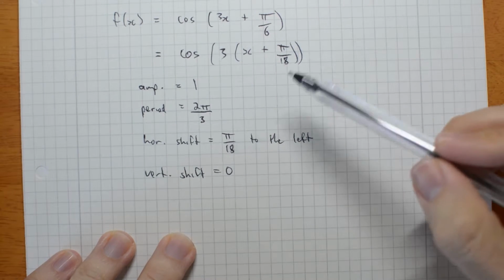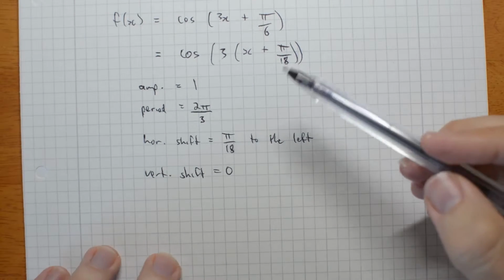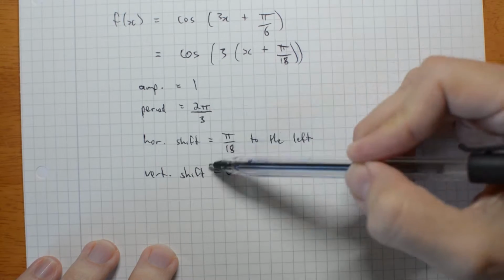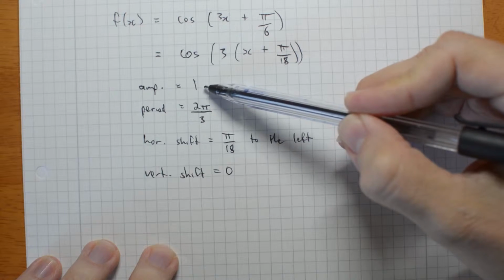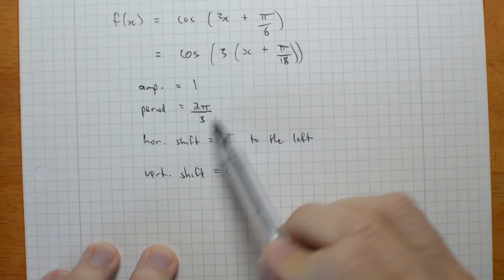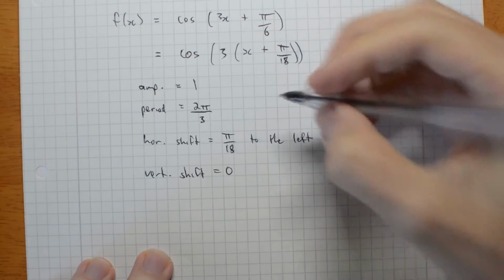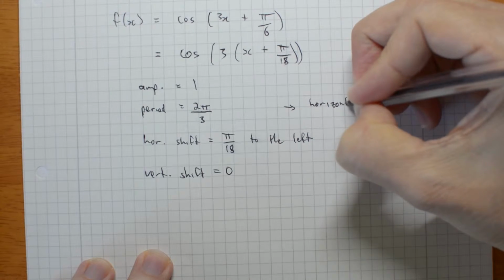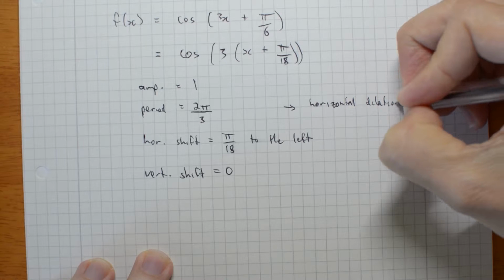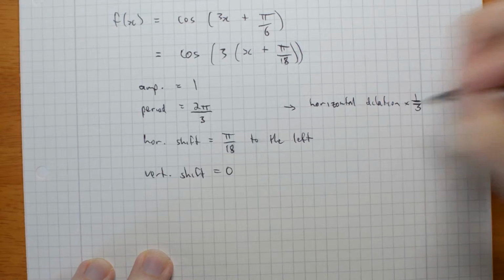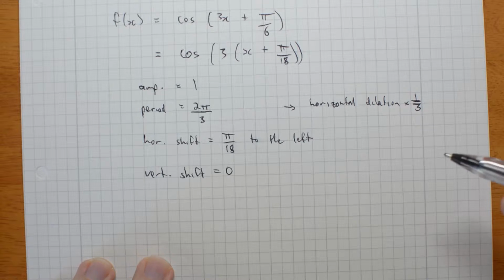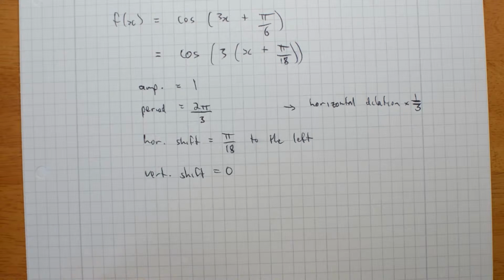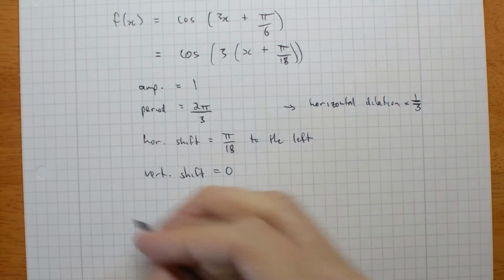What are the actual transformations being applied, the geometric description of the transformations? Well, there's no vertical shift or dilation. This period is smaller than 2 pi by a third. So it actually means there's a horizontal dilation by a factor of a third, times 1/3. And there's a horizontal translation to the left of pi on 18. Let's try another one.